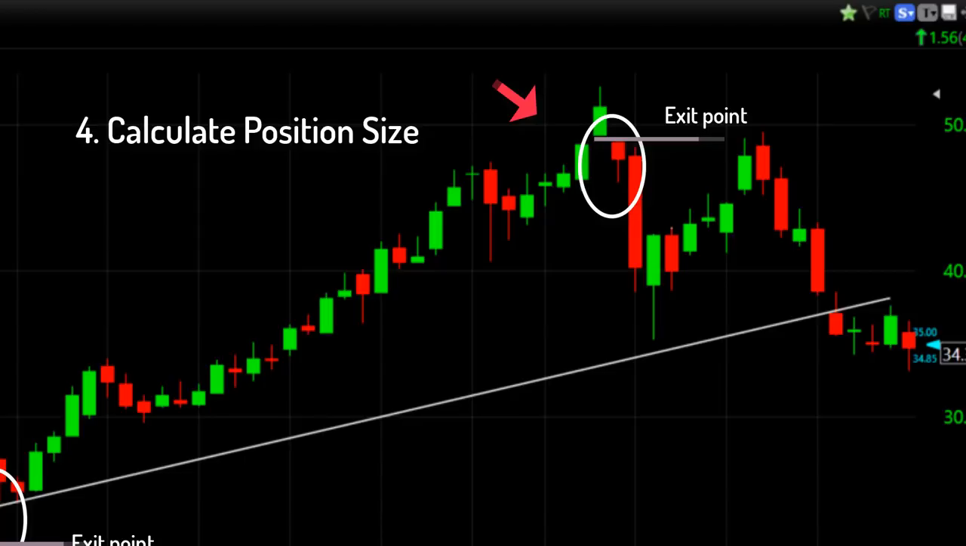One of the biggest reasons traders fail is they panic and sell too soon or hold too long and blow up their account. This happens because they took a trade with a position size that was too large.